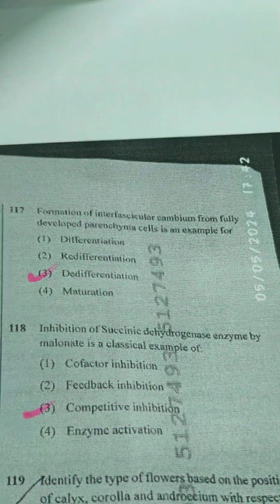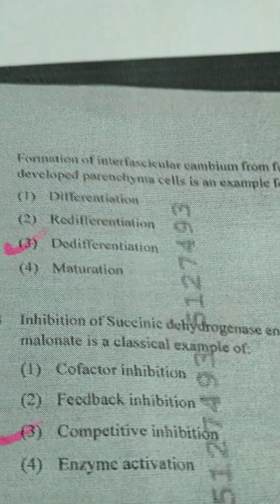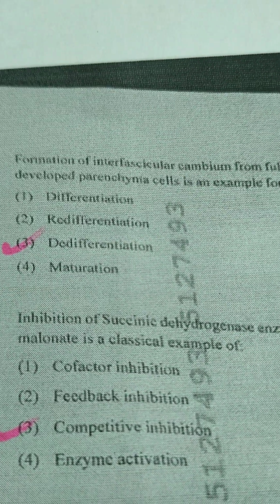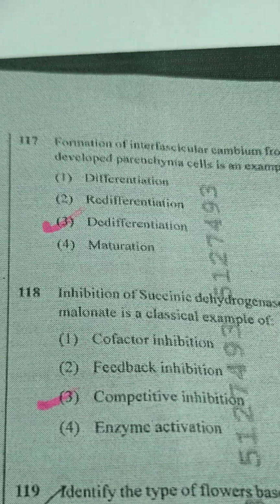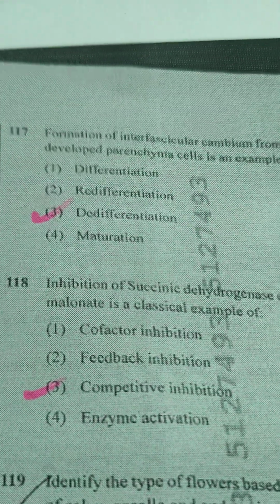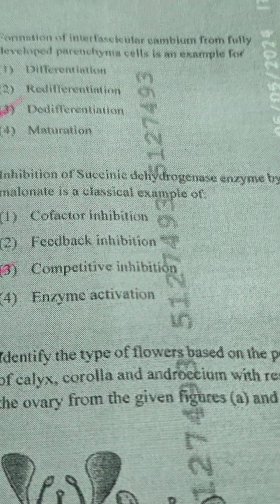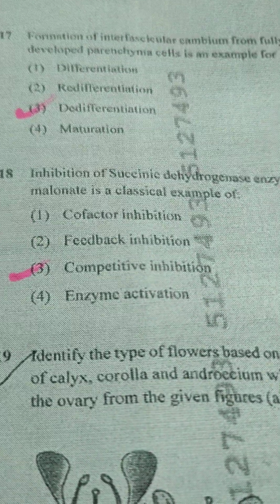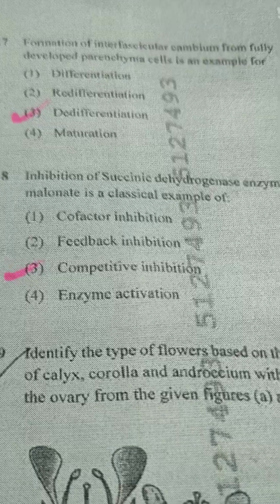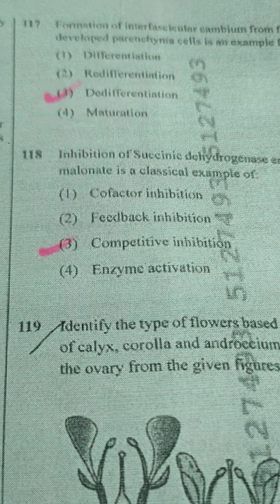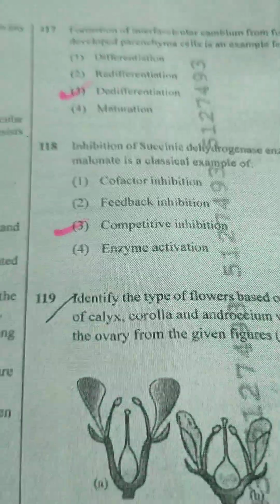Question number 117. Formation of interfascicular cambium from fully developed parenchyma cells is an example of dedifferentiation. Correct option is 3. Question number 118. Inhibition of succinic dehydrogenase enzyme by malonate is a classical example of competitive inhibition. Correct option is 3.